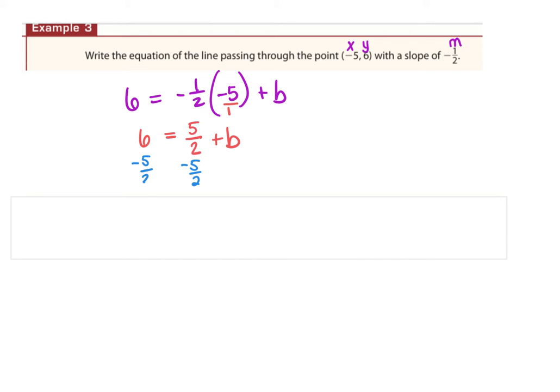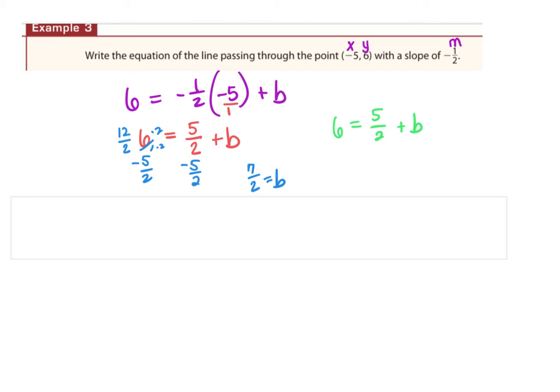Minus 5 halves. Remember, this is 6 over 1. So what's my common denominator? 2. So times 2, times 2, that's going to give me 12 halves, right? Make sense? So you can do that. 12 halves minus 5 halves, you're going to get b equals 7 halves. Okay? If you want to get rid of your fractions, so let's say you're like, I don't like fractions.